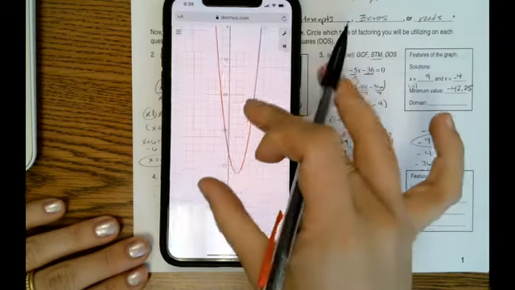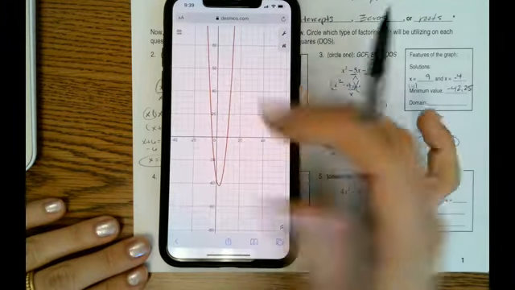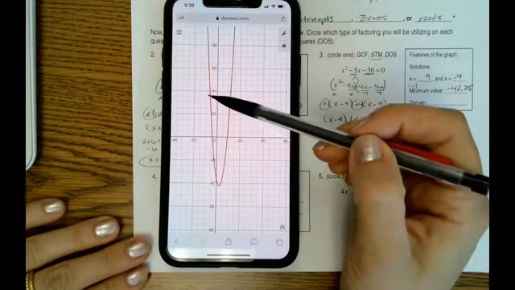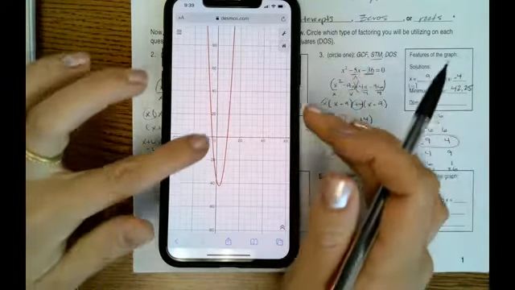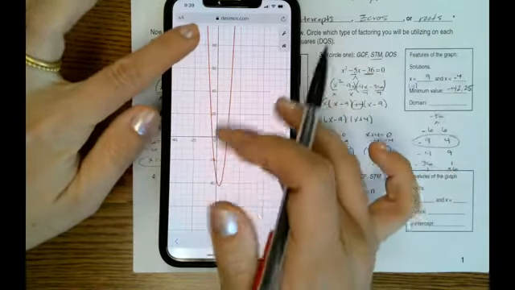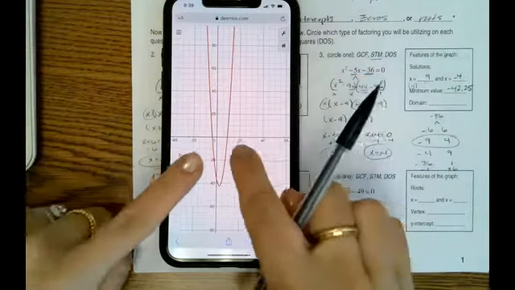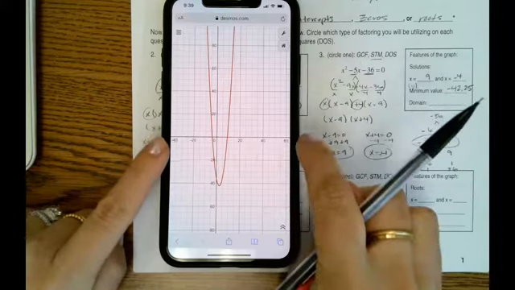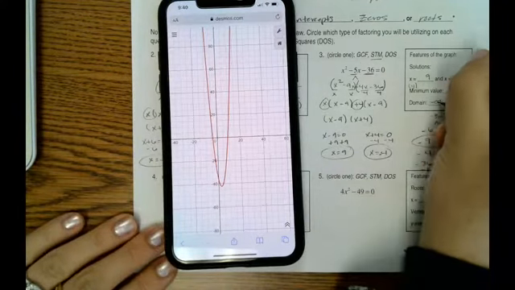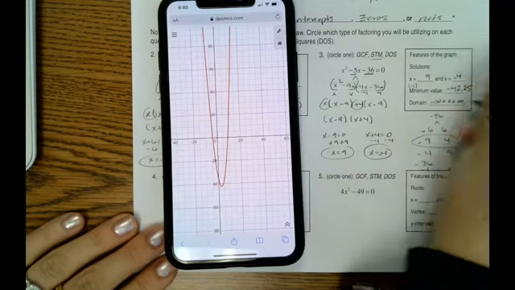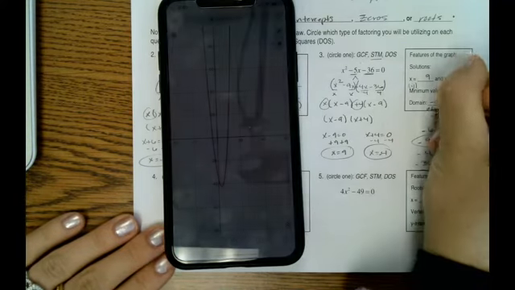And then our domain for a quadratic, if I zoom out, you can kind of see, if I was able to draw on here, I could draw arrows, right? So this would go on forever. It's going to go forever to the left and forever to the right. So when we're talking about x values, it's never going to end on the left or the right hand side. So this would be negative infinity to positive infinity, or you can say all real numbers.